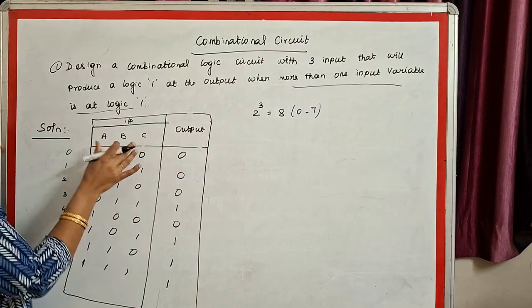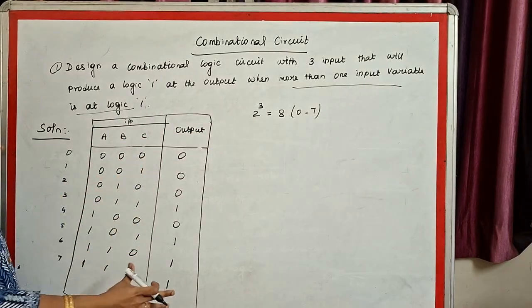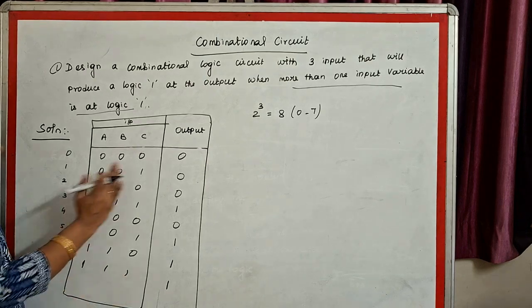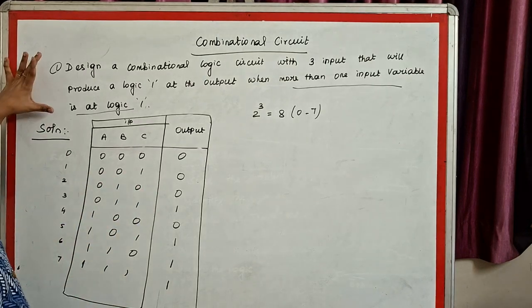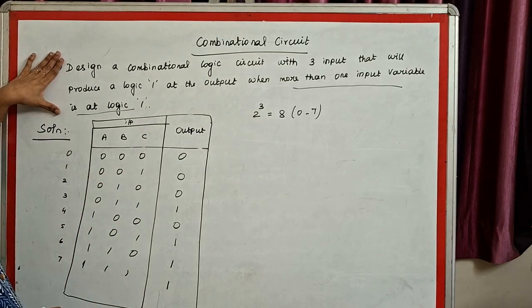Understood how to find the input variable and how to find the output variable? Is it clear how to do the mapping and all? From your exam point of view, they will be giving only the statements.